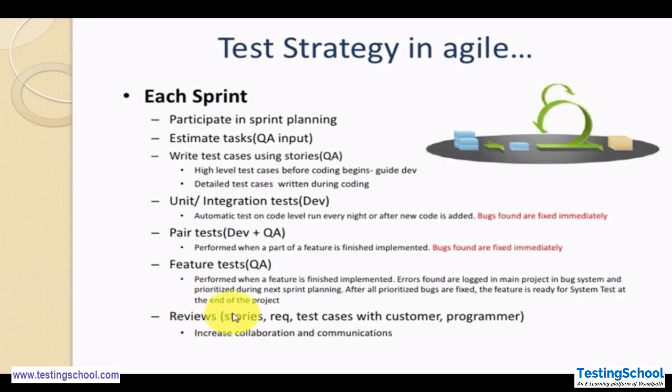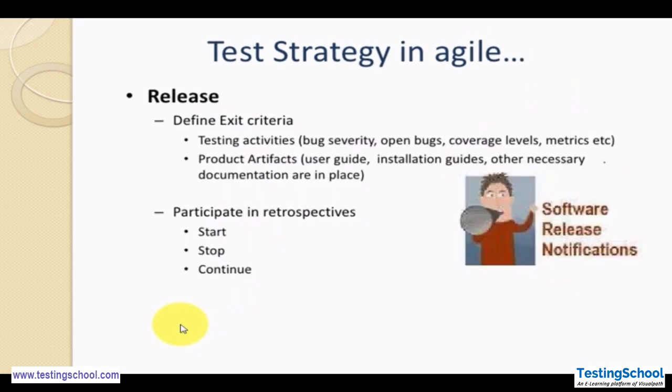Then we have the reviews: stories, requirement document, test cases, customer, programmer. So we have a review session also. Each sprint will take all these points, from participation in sprint planning till the review. We have all the things covered in a sprint. Then we have a release. The final stage of a sprint is release. The first one was release planning, then sprint planning, then finally we have release.